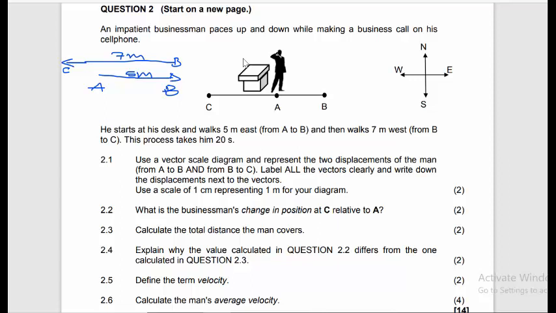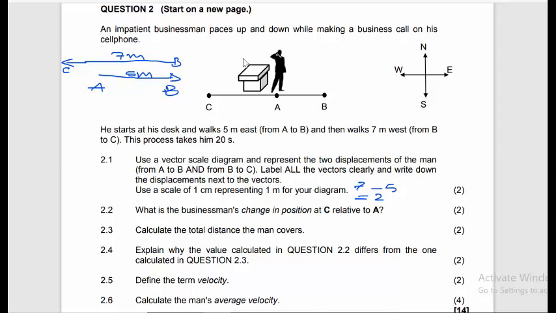Now use a vector: what is the businessman's change in position, C relative to A? So what is the change in position from this point to that point? Clearly it is the difference between 7 minus 5, which gives you 2. So the businessman's change in position from C to A is 7 minus 5, which gives you 2.